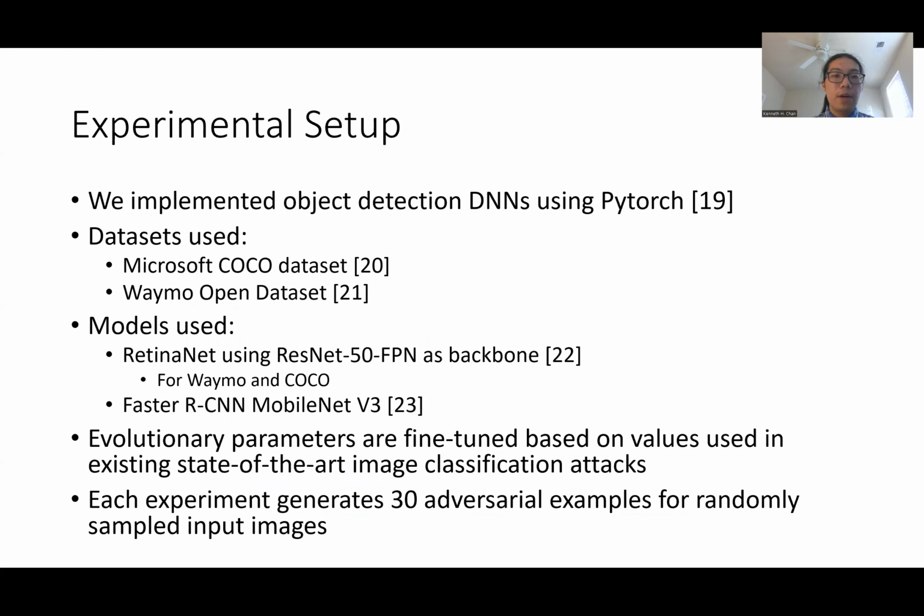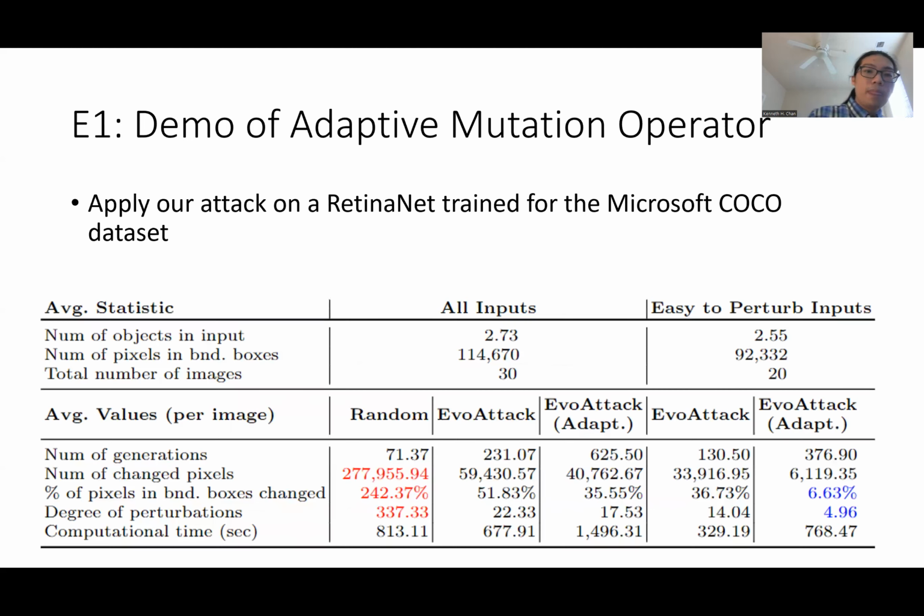For our validation work, we implemented some object detection algorithms using the PyTorch learning platform. Our datasets are the Microsoft COCO dataset and the Waymo Open dataset. We use two models, the RetinaNet and the Faster R-CNN networks. We fine-tuned our parameters based on existing state-of-the-art image classification attacks, and we have fine-tuned them to our object detection attacks. Each experiment generates 30 adversarial examples that are randomly sampled from the testing datasets.